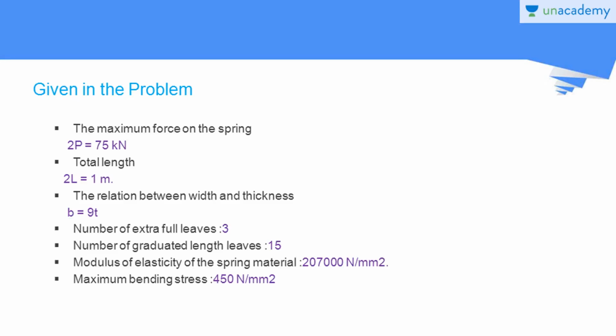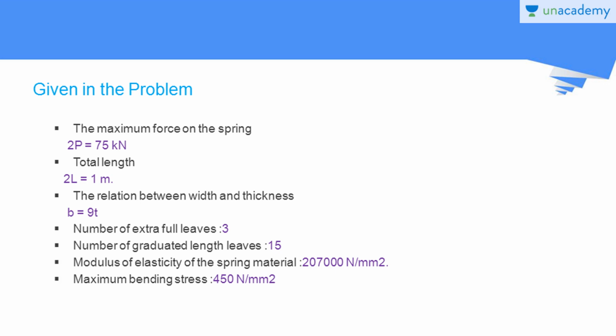So given in the problem, the maximum force acting on the spring is 2P equals 75 kilonewtons, and the total length of the multi-leaf spring, eye to eye distance, is given by 2L equals 1 meter, and also the relation between the width and the thickness is given by b equals 9t, right? We have the ratio of b by t equal to 9:1. Therefore we got b equals 9t.